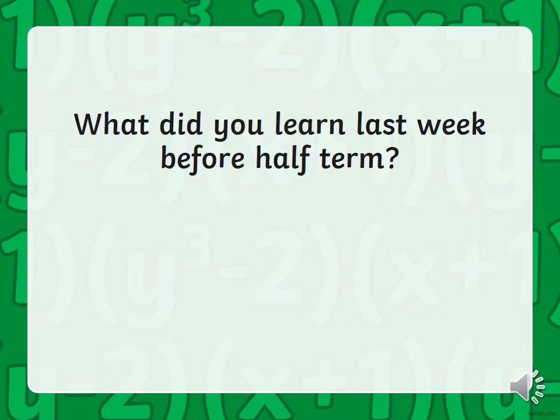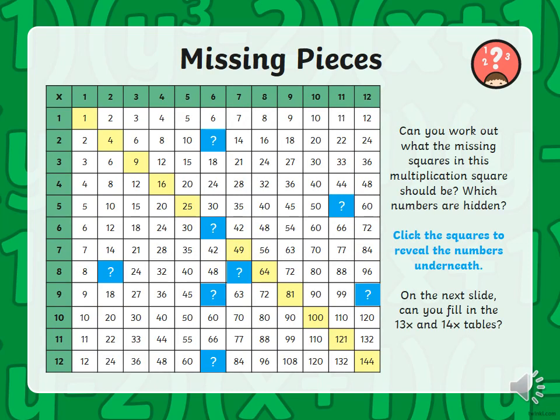So what did you learn last week before half term? Pause the video, think for a second. Well done. So we learnt how to use the grid method. Okay, missing pieces. Can you work out what the missing squares in the multiplication square should be? Which numbers are hidden? Before I click on the numbers, I want you to think to yourself for a minute, pause the video, and work out what numbers go in all these missing question marks. Pause the video, please.